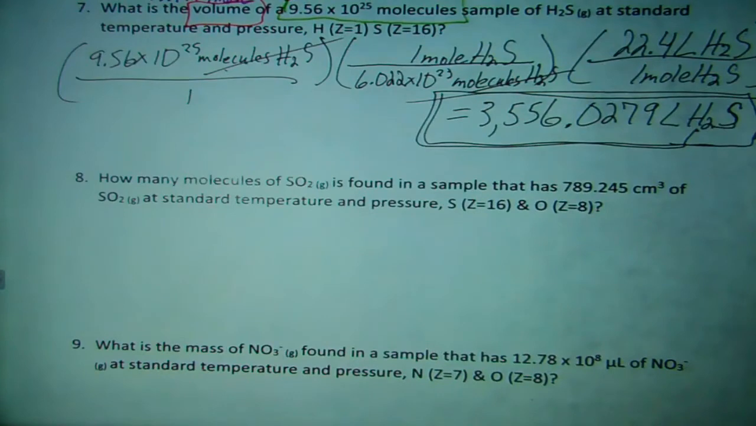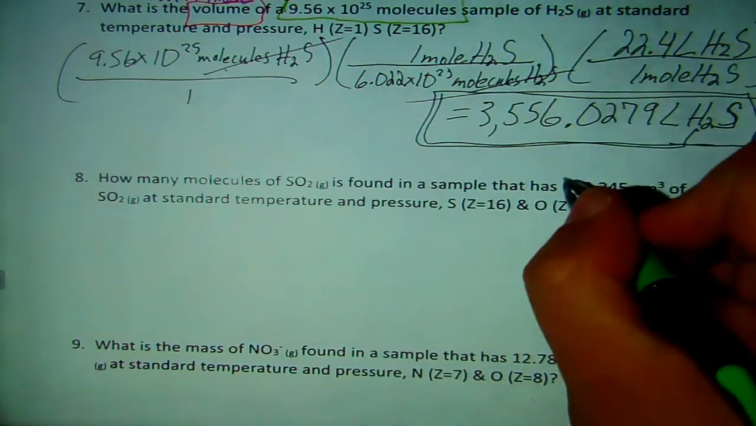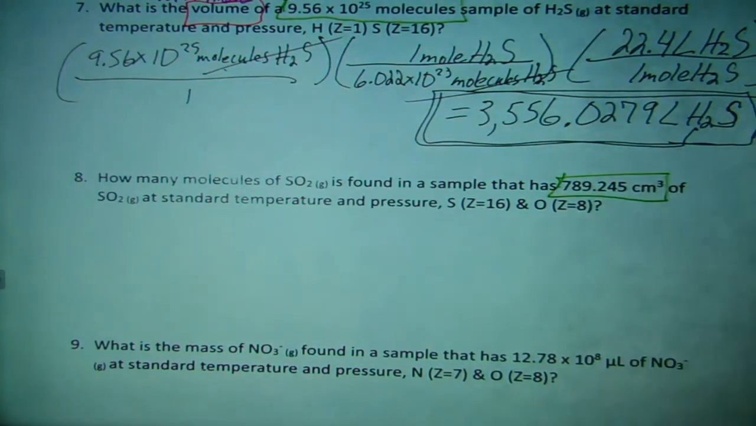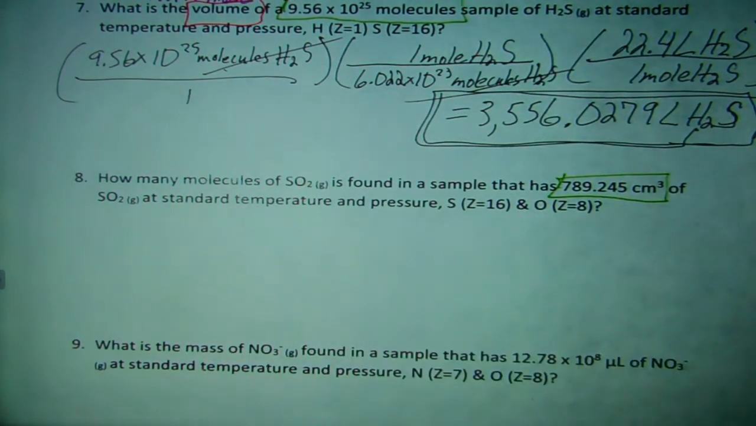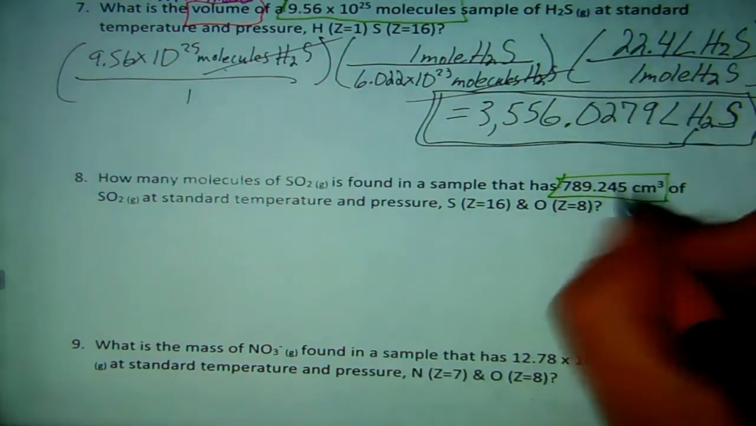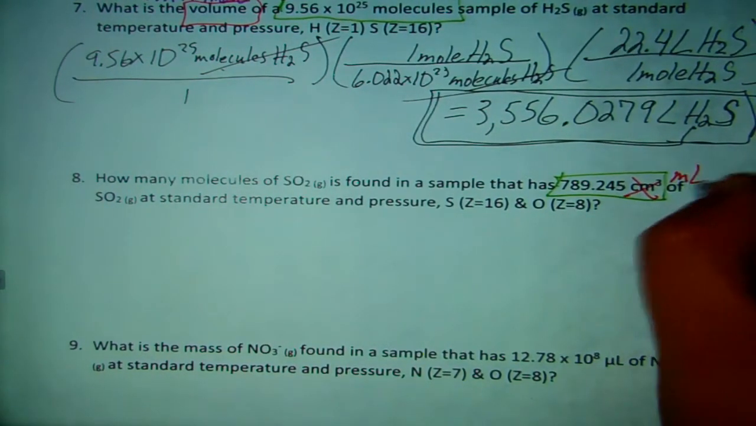Number 8. Rolling right on. How many molecules of SO2 are found in a sample that has 789.245 centimeters cubed of SO2 at standard temperature and pressure? I'm at standard temperature and pressure. I'm being asked to go from a volume. Centimeters cubed is a volume. So in this, I'm fine. I can do the calculation, standard temperature and pressure. In this, remember, centimeters cubed is just milliliters.